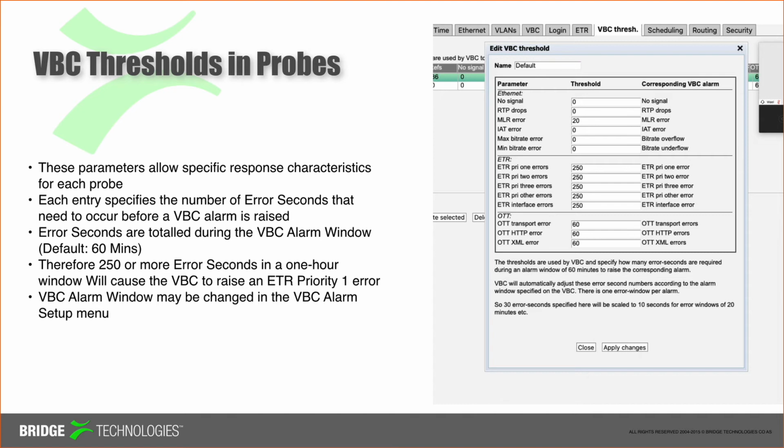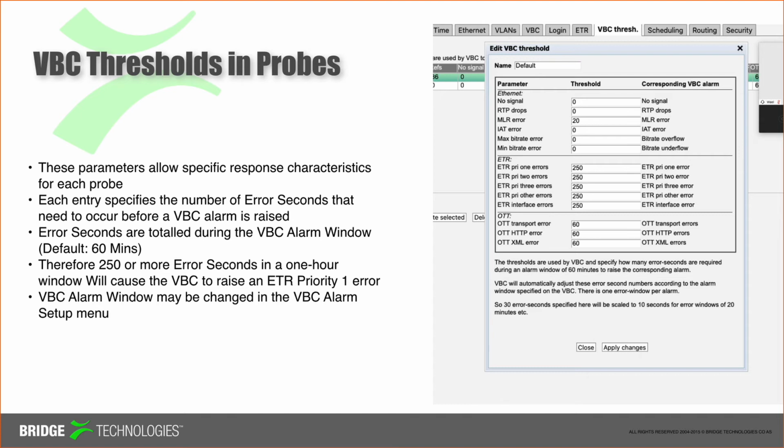When we look at ETR priority 1, priority 2 and priority 3 alarms, you can see that we need 250 error seconds. The probe will not raise an alarm to the VBC until 250 error seconds have occurred. Earlier I made a mistake and said ETR priority 2 PCR error. In fact, it doesn't matter whether it's a PCR error or a PTS error. They're both priority 2 errors, and each of those will combine and total up to 250. Once 250 is reached, the probe will signal to the VBC that it has had 250 error seconds. And you can see for OTT it's set lower, at 60 error seconds.